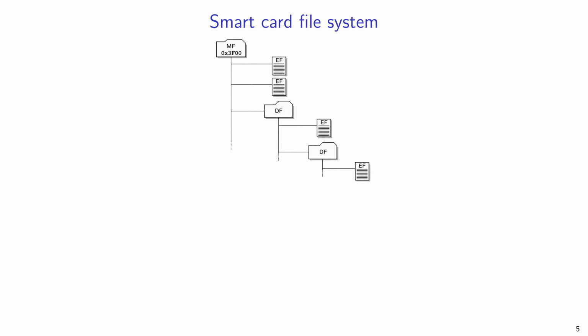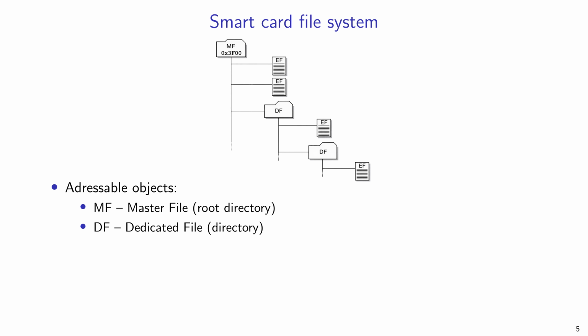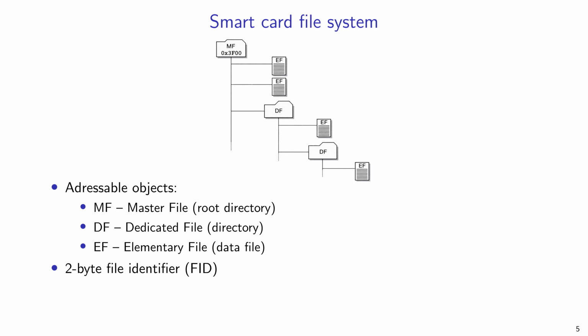Then there is the concept of a smart card file system, which describes how logical elements such as files and directories are organized on a smart card. In a smart card file system, the addressable objects are the master file, which is like a root directory, the dedicated file, which is like a directory, and the elementary file, which is like a data file. Inside a dedicated file, there can be another dedicated file, so it is possible to have subdirectories. These file system objects are addressed by a 2-byte file identifier or FID, and the master file has a standard fixed file identifier of 3F00.